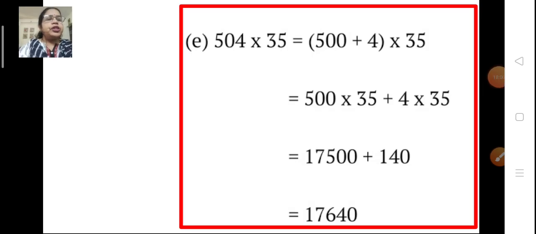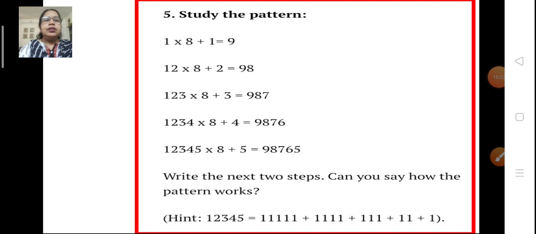Now, let us move on to the next question. This is question number 5. Study the pattern. So, here we have a pattern. We have to observe the pattern and then write the next 2 steps. And also you have to check how the pattern works. We have to understand how the pattern works. The answer that we are getting, are we simply writing it, or is it the correct answer? So, let us study the pattern first.